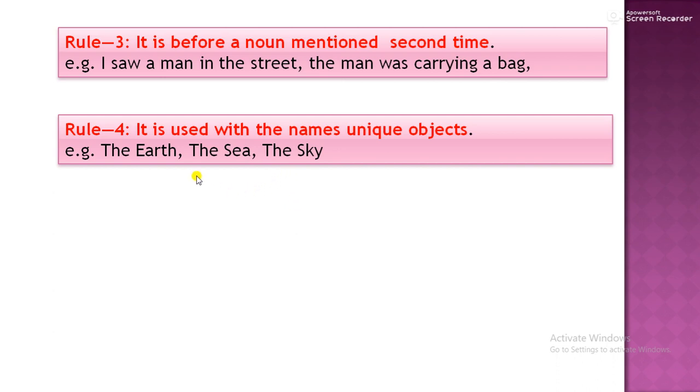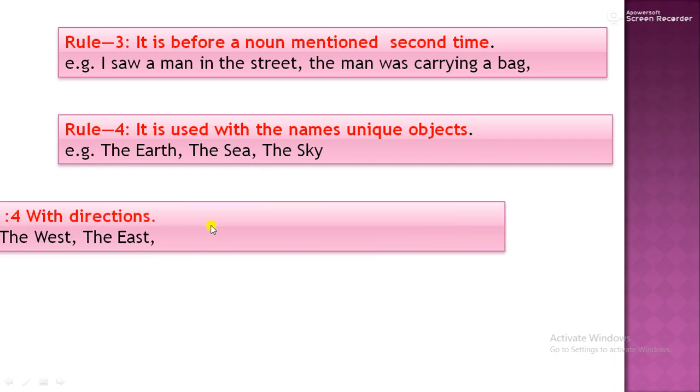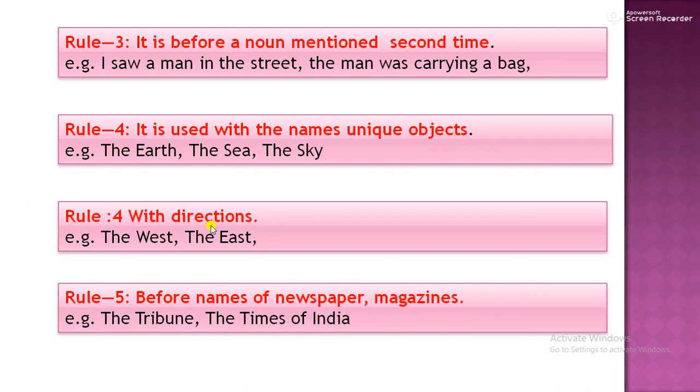Okay, then next, article the is used with the name of unique objects, natural objects, the earth, the sky, the weather, the nature, with directions, the east, the west. I have taken 2 examples, there are many. Before the names of newspaper and magazines, the Tribune, the Times of India.